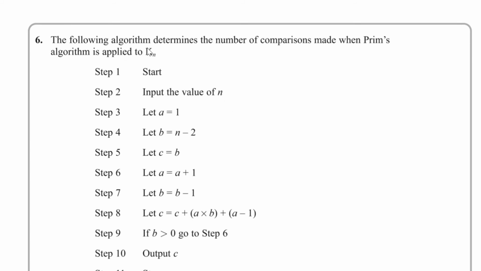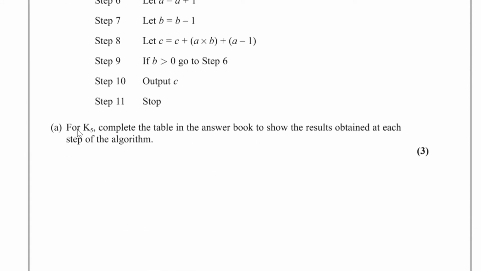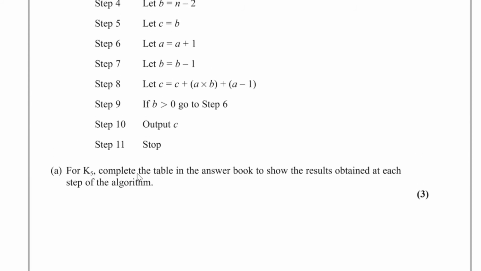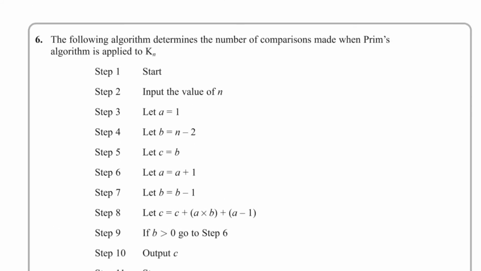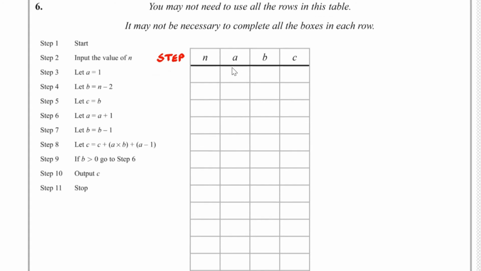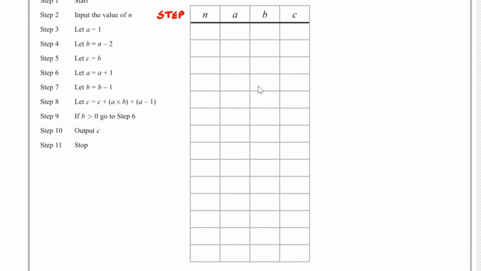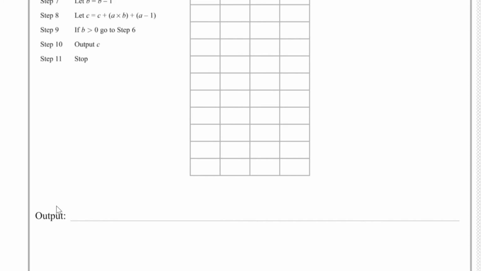Question number 6. The following algorithm determines the number of comparisons when Prim's algorithm is applied to Kn. For part A, for K5, we have to complete the table in the answer book to show the results obtained at each step of the algorithm. Now, we are considering K5, which means n is equal to 5. Now here, we've got the table. We will place the output here, which is step 10 of the algorithm.